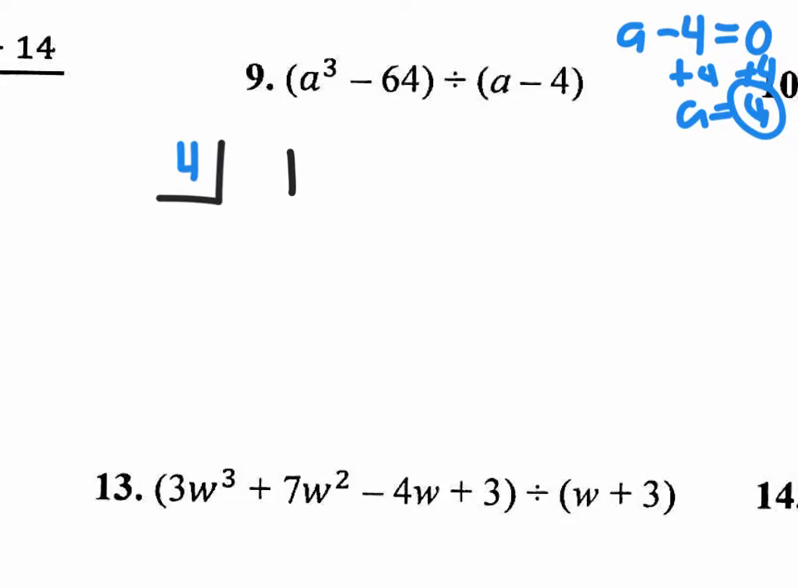And then, is there an a to the second? No, so I need to put a 0 for the a to the second. Is there an a to the 1? No, so I need to put a 0 for the a to the 1. And then at the very end you have minus 64.